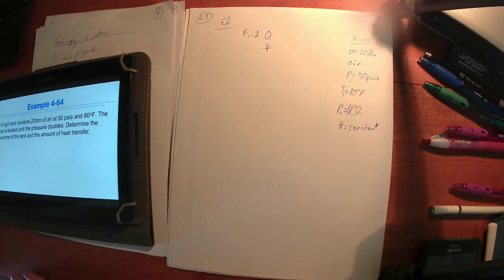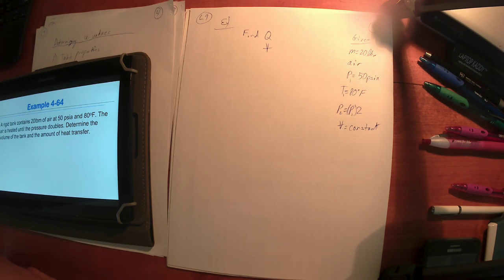There are two generic types of systems we will see in Chapter 4. You will see a rigid, constant volume situation, or you might see a piston cylinder. That's a nice generic system where the volume can change. So that's the two main things. You always need to know, is my volume changing or not?